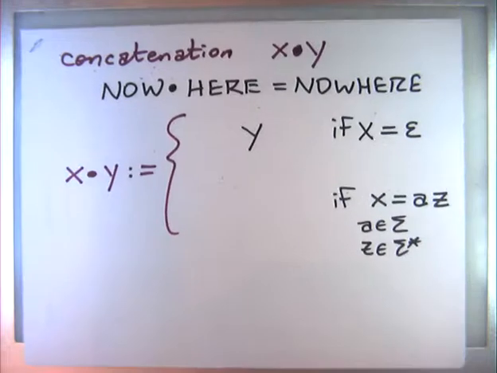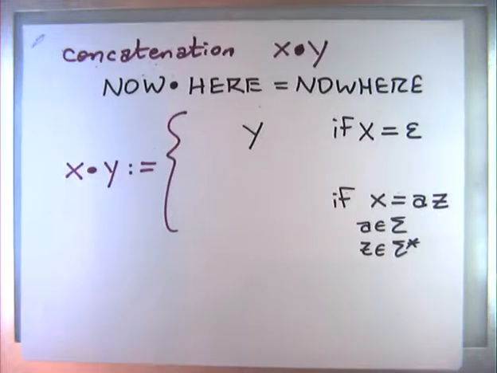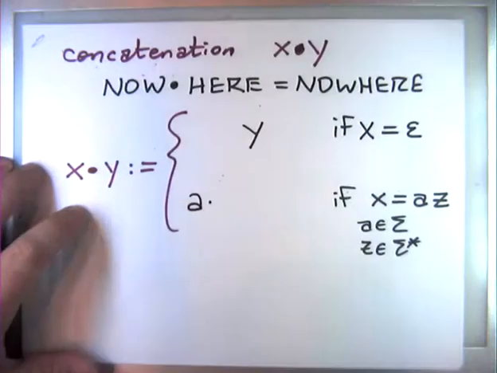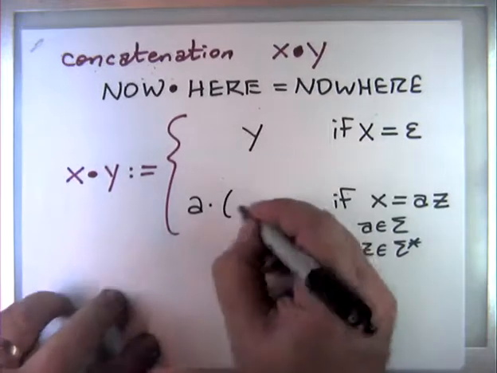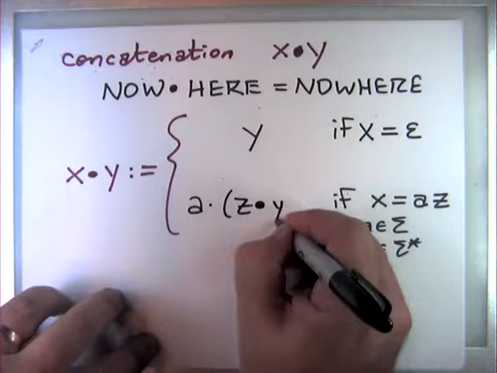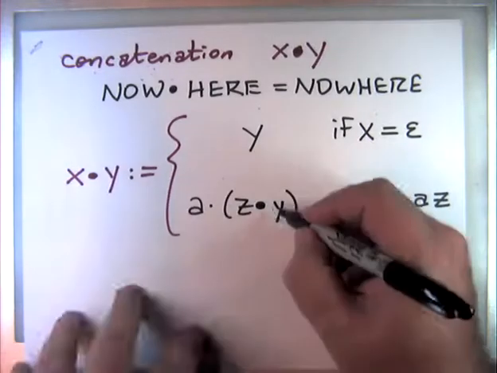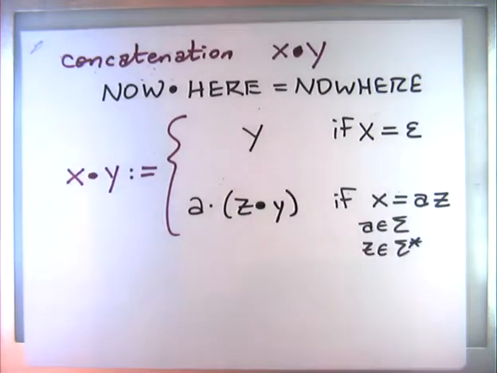Right. What's the first character in x concat y? What's the rest of x concat y? Z, right. Z concat y. Oh, sorry. Yes, that's right. Okay?